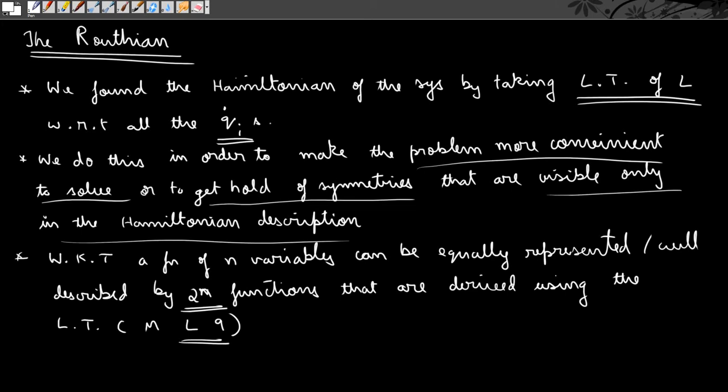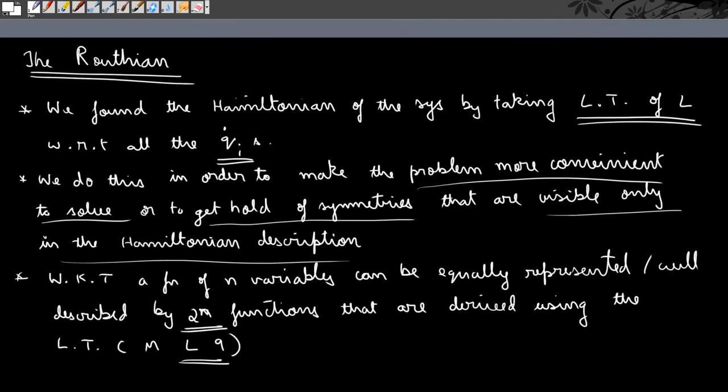Sometimes converting the problem from the Lagrangian formulation to the Hamiltonian formulation may not always be the ideal case where it will make the problem more convenient to solve. Sometimes it becomes useful to take the Legendre transform only with respect to some of these generalized velocities rather than with respect to all of the q_i dots. When we do that, we end up with what is known as the Routhian instead of the Hamiltonian.